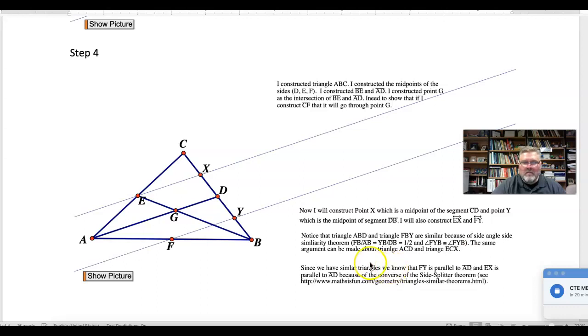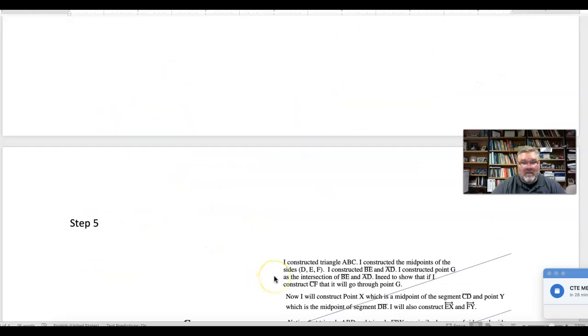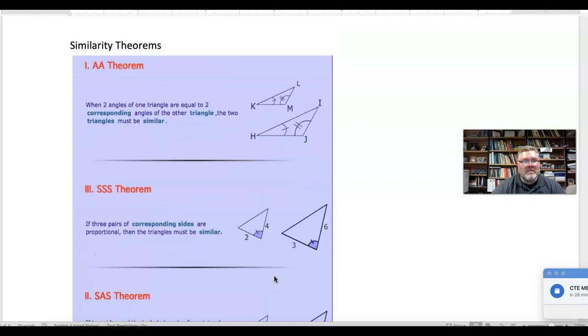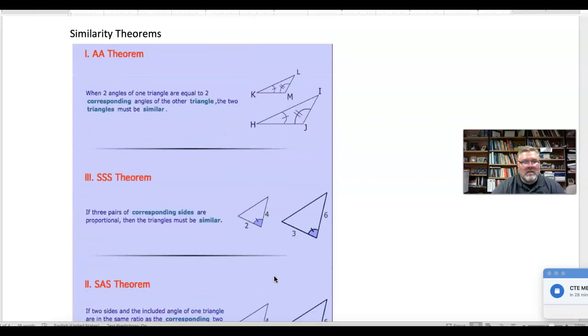Rude. Okay, so we have all these similar triangles, so we know that FY is parallel to AD and EX is parallel to AD. And that comes from the side splitter theorem. I think I have it. It's the converse of the side splitter theorem. I think it's down here. No, all I have is the similarity theorems. There they are. That was awesome.